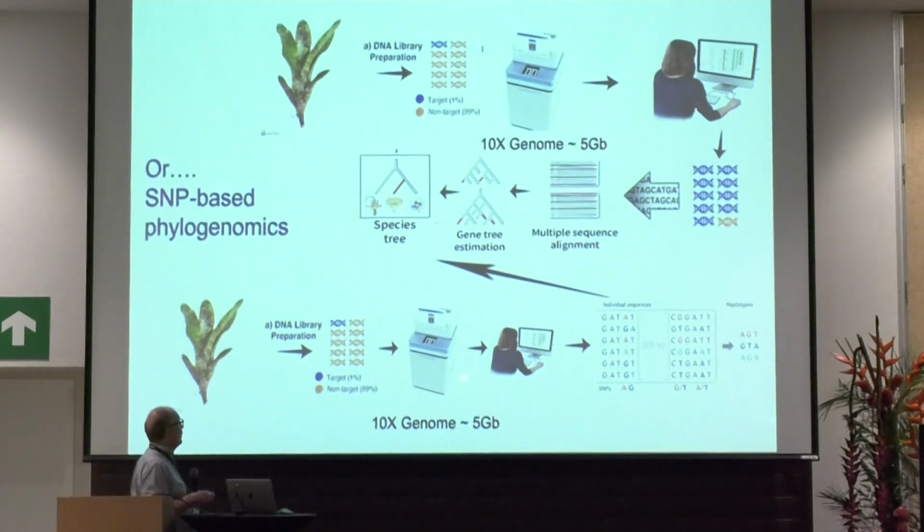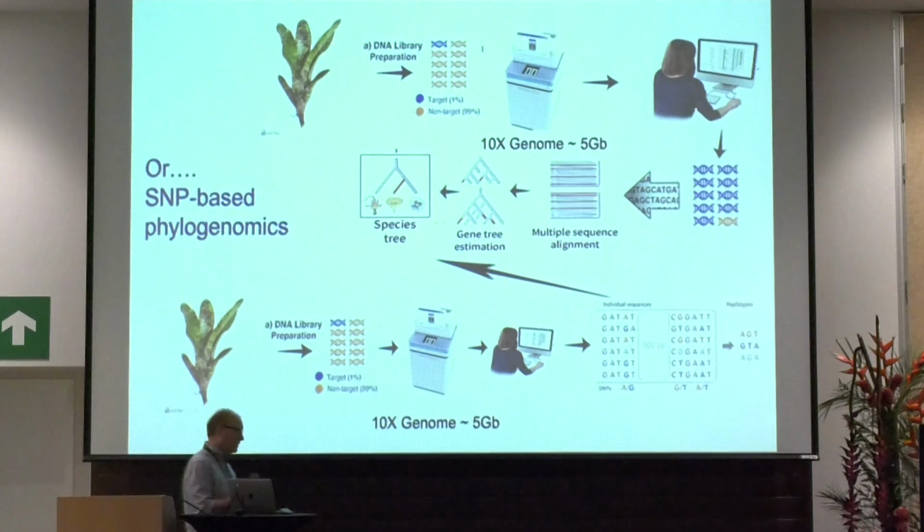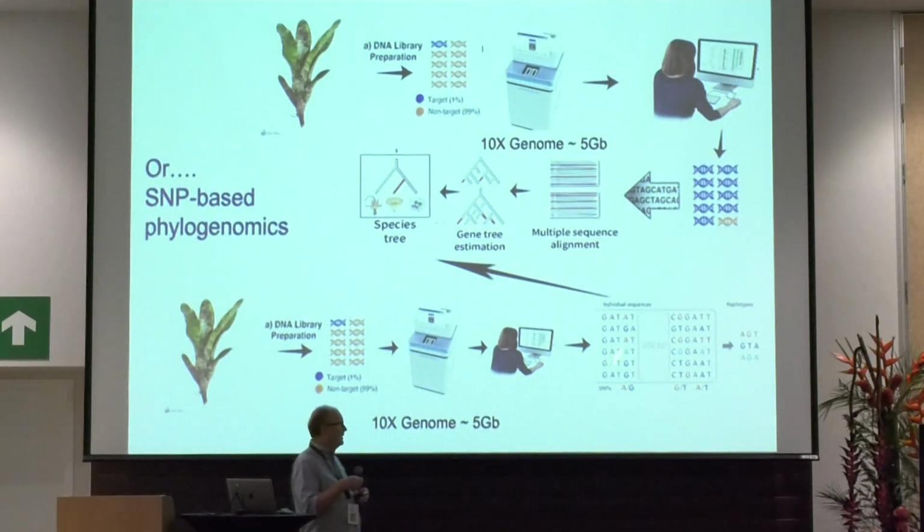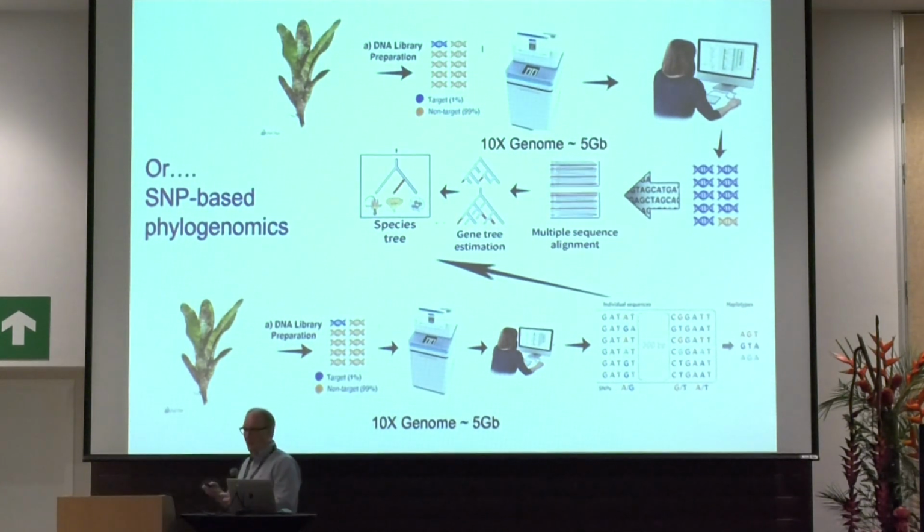You can also, with these 5 gigs of data, rather than target particular regions, go into your data, and if you have a reference genome, map those sequences to your reference genome, identify SNPs across the genome, and then take your SNP matrix and skip this step, going straight from your SNP matrix to your species tree. And Chelsea talked a little bit about this in her talk yesterday morning.